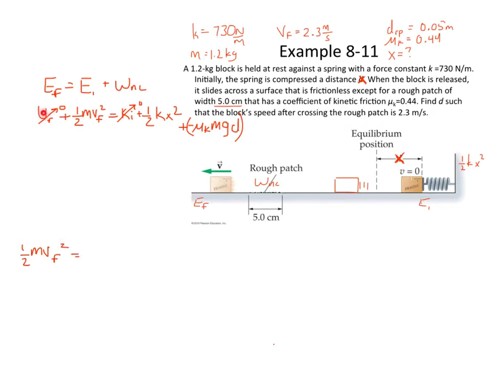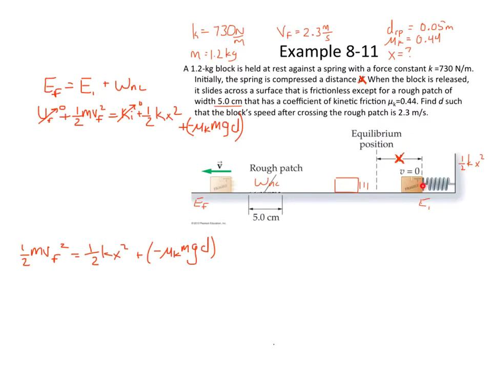Again, there's no final potential. There's no initial kinetic, so that goes away. So equals 1/2 kx squared plus this non-conservative work that friction does, plus negative mu k mg times the distance, which is 0.05 meters. We are solving for this x right here, that distance. How much was the spring actually compressed originally?